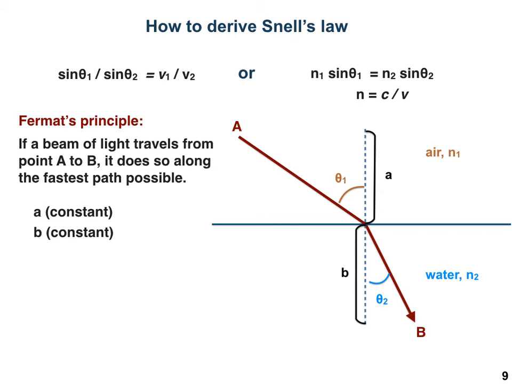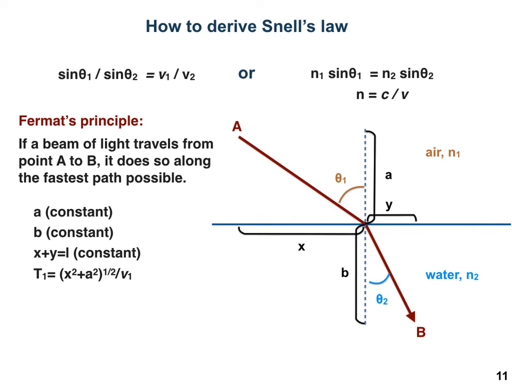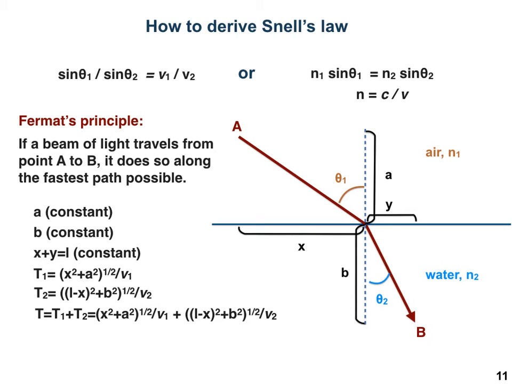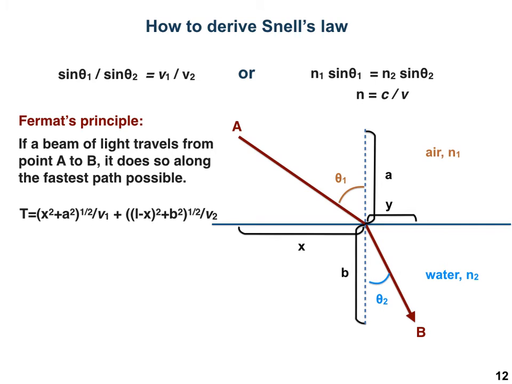Then we can get all of this by geometry calculation. We have constant values A and B, and X and Y are changing because the junction point is moving left or right, trying to find the best position. But the sum of X and Y is also constant. Then we can express the time we need in air as T1, the distance divided by the speed, and the same thing for T2, the time we need in water, the distance divided by the speed of light in water. When we add them together, what we need now is calculus.